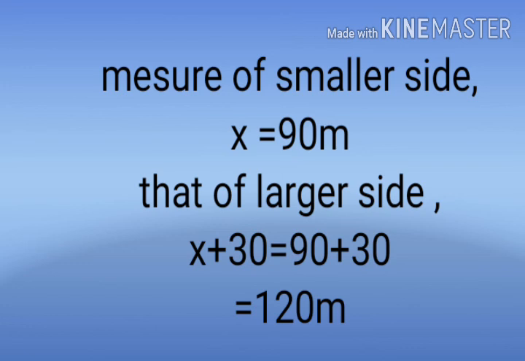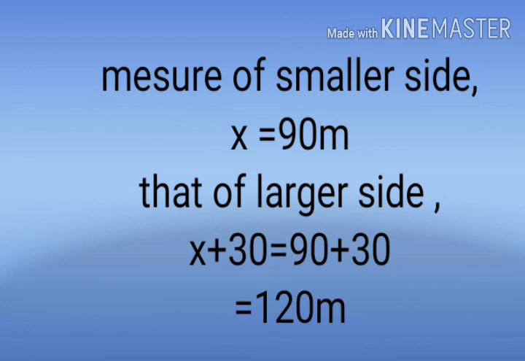Then the longer side is what? x plus 30, that is equal to 90 plus 30, that is 120 meter. So the measures of the sides of the rectangle are length 120 meter and breadth 90 meter. The longer side is 120 meter and the shorter side is 90 meter.